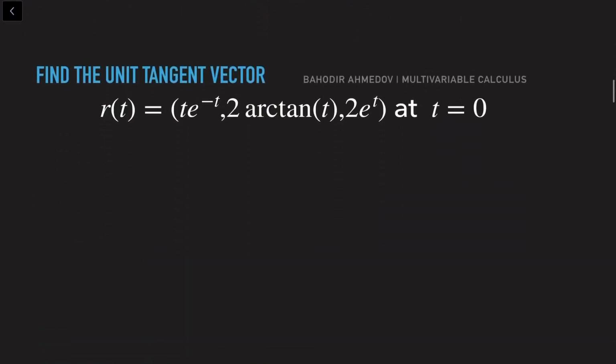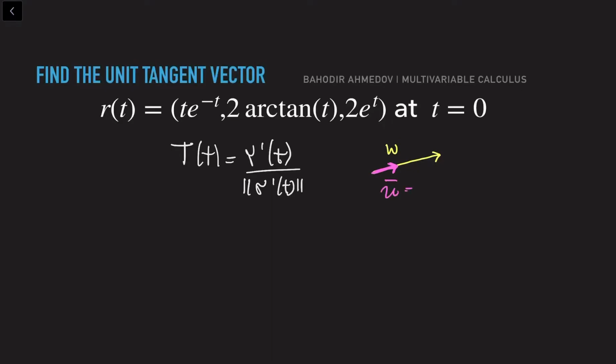So let's go to the third problem. Problem number 3, we need to find a unit tangent vector. The tangent vector is simply the derivative of the function, and the unit tangent vector is when we make this vector a unit vector by dividing it by the norm of this vector. If you're given any vector omega, the unit vector u in the same direction can be found by dividing this omega by its norm.